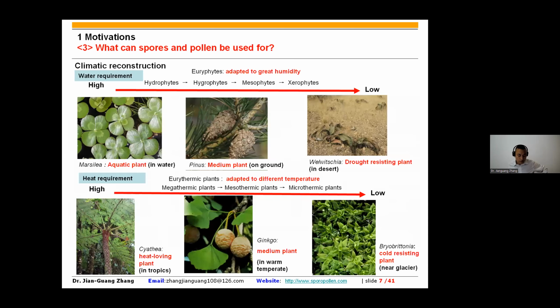Another important usage for spores and pollen is paleoclimate analysis. Different climatic conditions have different plants, which produce different spores and pollen, so that spores and pollen are often used in the climatic analysis.